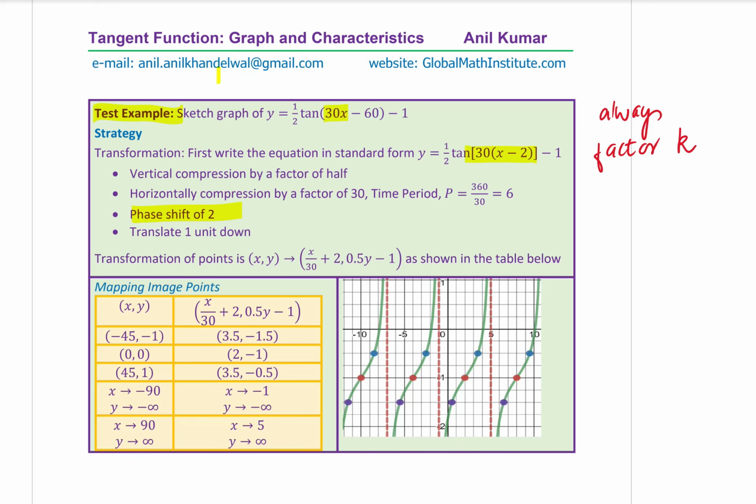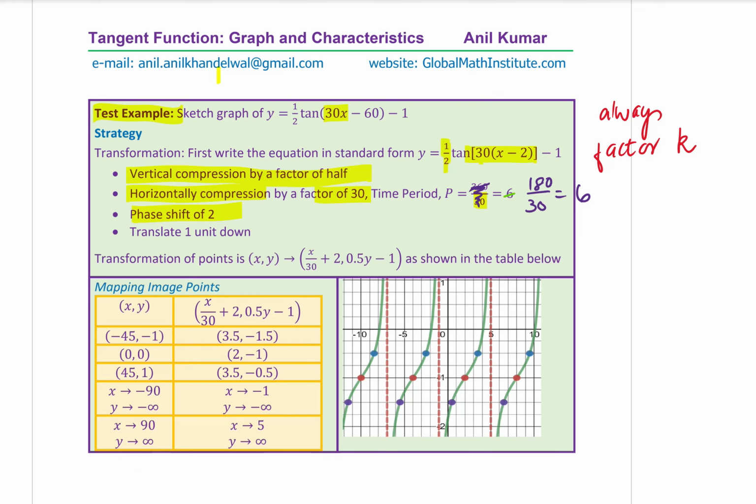Once you factor, then you describe the transformations beginning from the left side, so left to right. The very first one here is half. That means vertically compressed by a factor of half. Then we have 30, horizontally compressed by a factor of 30, and that results in a period which is divided by 30. 360, oh sorry, for tangent functions it is 180 over 30, which is the value of 6, correct? 6 is correct. However, 360 was wrong. 360 should have been 180. So let me just change this.